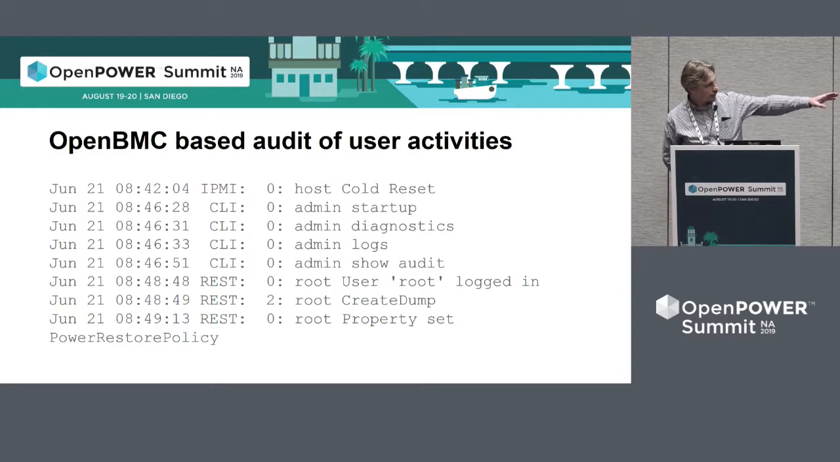The digit column next is the exit code, so 0 is success, and 2 is create dump. By the way, that was a test of the feature of the system reset, and it didn't succeed because the operating system is not yet running. So you see that the host reset was done just a few minutes ago, so the OS is not yet booted. But anyway, it shows you that some action was successful, another action was not successful, etc.